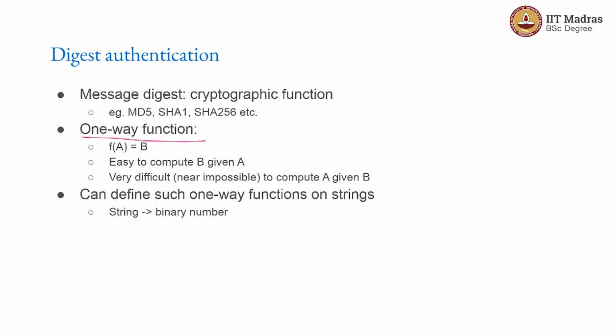The idea of a one-way function mathematically is very simple. It basically says that I have some mathematical function which takes in a number A and generates a number B.